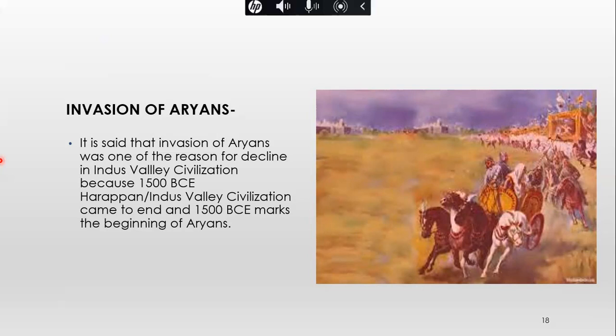So one of the speculations was that maybe the Aryans had attacked the Indus Valley civilization, because the Harappan and Indus Valley civilization came to an end, and around 1500 BCE the marks of the beginning of the Aryans were visible. So that's how we came to know how this civilization ended.